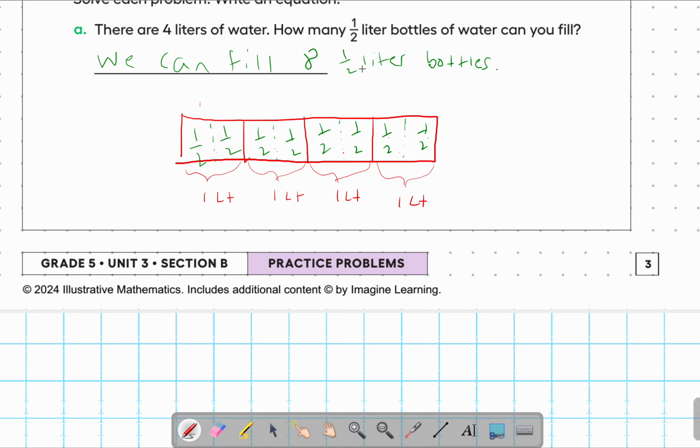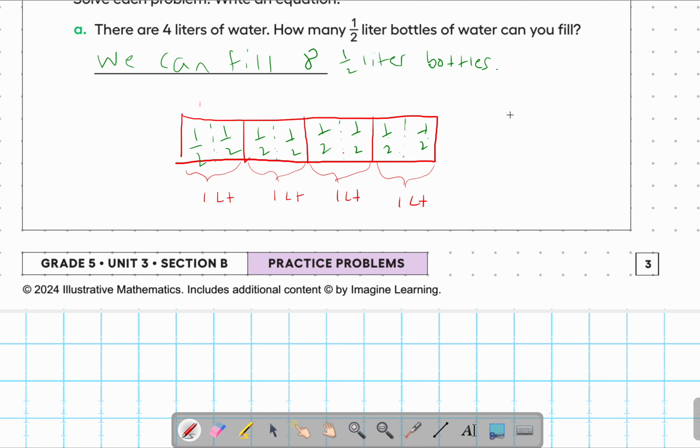Okay, does this make sense now? Let's use reasonableness to see whether our answer makes sense. There are 4 liters of water. How many half-liter bottles of water can you fill? 8. Does that make sense? Well, we can test it out.